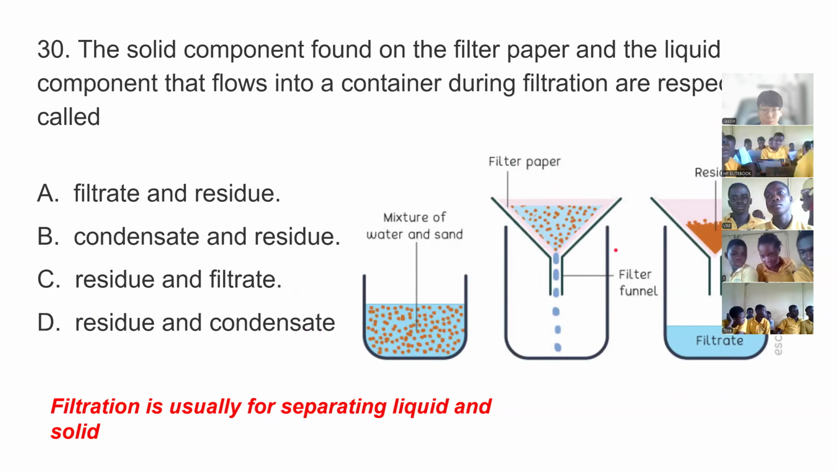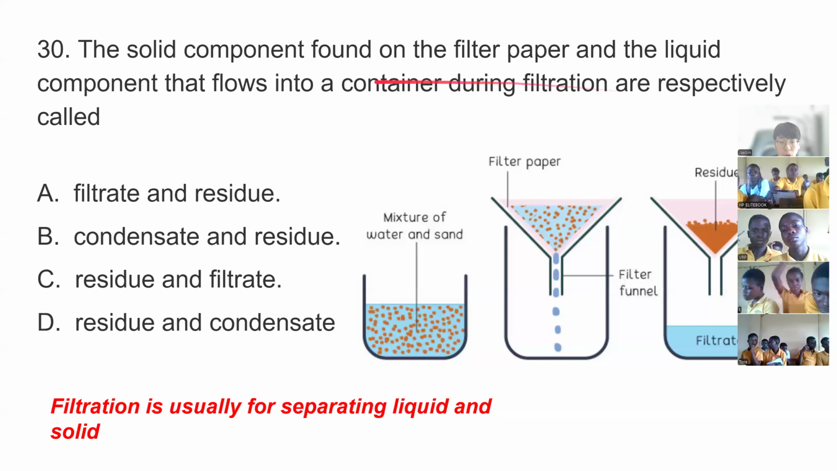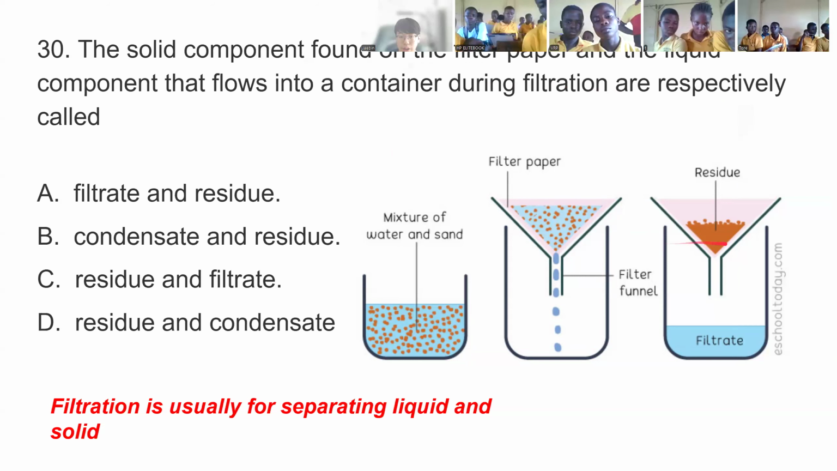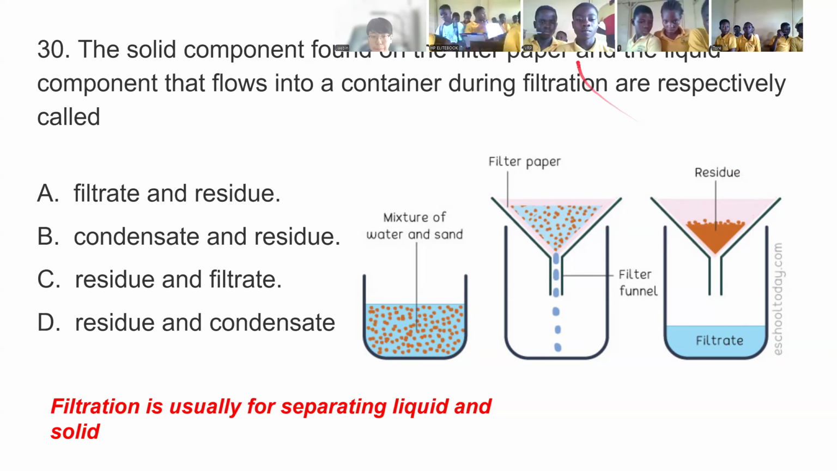Let's look at another separating mixture method. A solid component found on the filter paper and the liquid component that flows into the container during filtration are respectively called... Right here, you can see on the diagram on the right that the component found on the filter paper is the residue, and the component that flows into the container during the filtration process is called the filtrate.